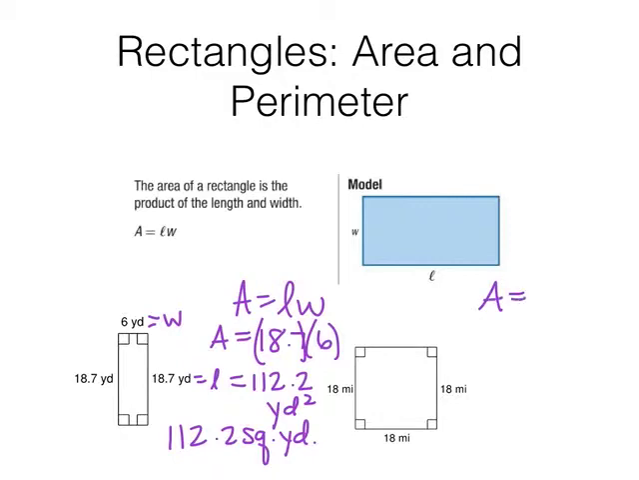And then the area of this square. Again, length times width. So 18 times 18, which is 324. And that's going to be in square miles, or miles squared.